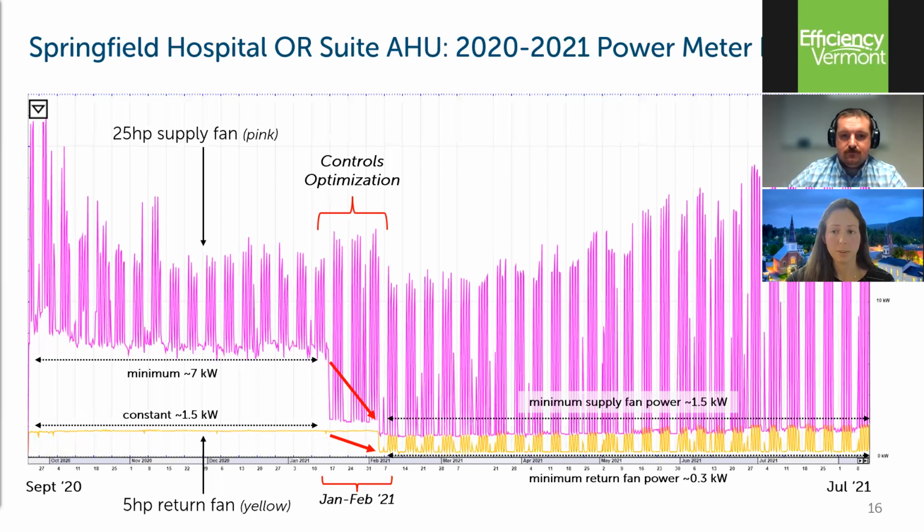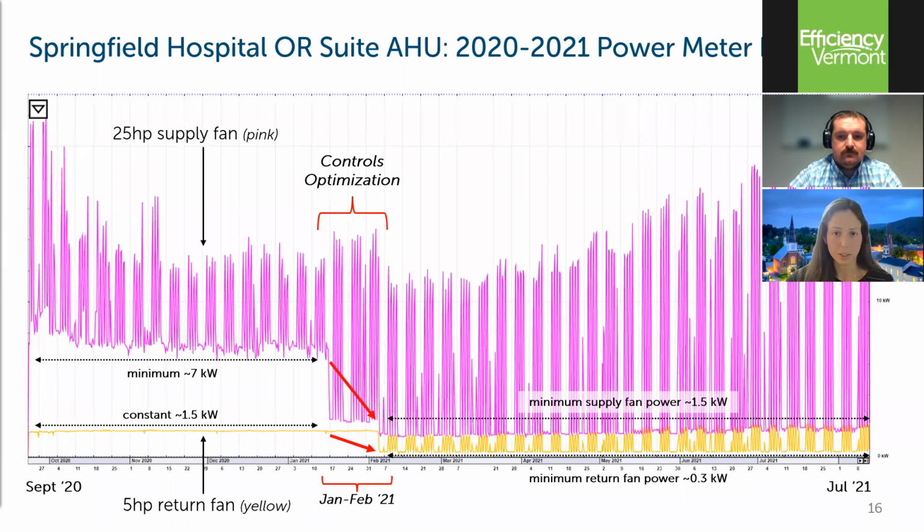The pink purplish line on the graph is the OR air handling unit supply fan, and the yellow line is the corresponding return fan. As we already discussed, prior to January of 2021, the air handling unit and OR VAVs operated to provide 20 air changes per hour all day, every day, which is roughly 7 kW minimum power draw right over here on the left. That increases during the day when the other VAVs on the air handler switch to occupied mode and react to heating and cooling calls. At the same time, the return fan maintained a constant power draw of about 1.5 kW, not varying speed whatsoever.